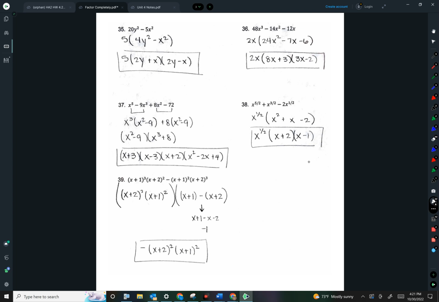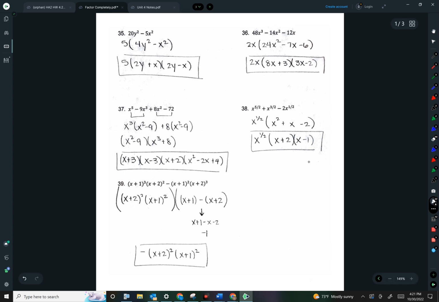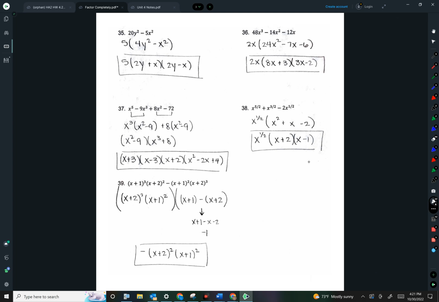Okay, so I want to go over just the last part of section 4.1. You may notice what you're looking at right now is actually the last page of the homework from 4.1, where you had to just factor completely. We're going to skip around and do some more extra practice on this. If you look at number 38, that's usually one that people ask about.